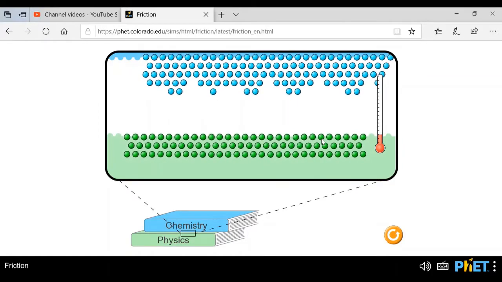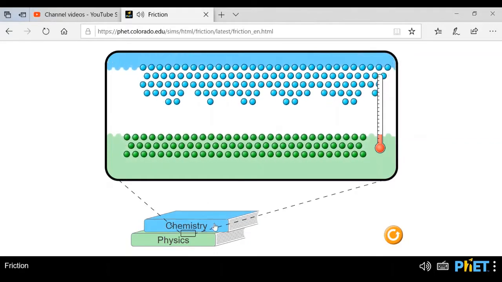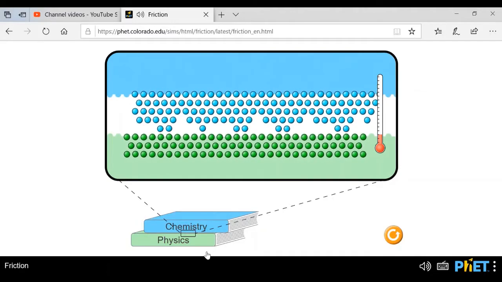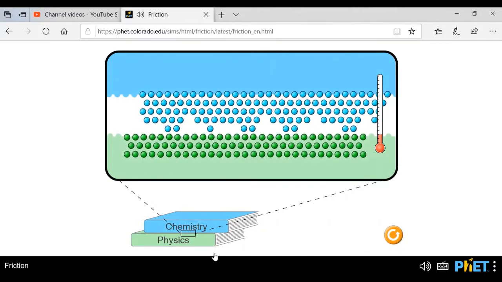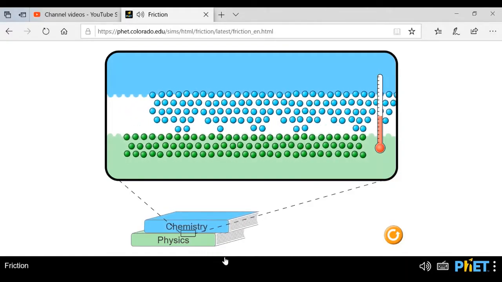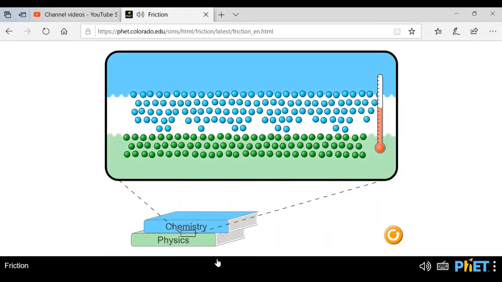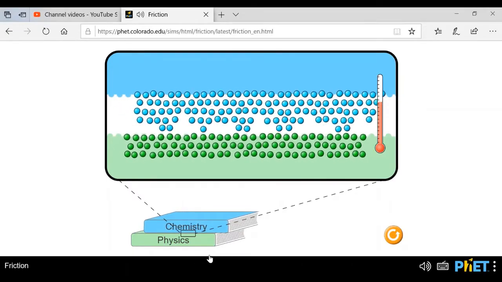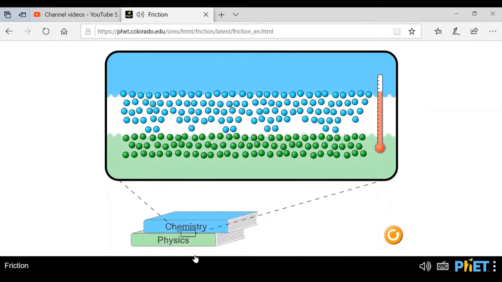So right now you can see that there's not a lot of thermal energy here. The individual atoms, you can see them wiggling back and forth a little bit, but basically there's not a lot of thermal energy. Now I can grab the chemistry book and I can bring it down in contact with the physics book and actually start rubbing it back and forth. And you can see as I do this, notice the thermometer, the temperature is going up, and we're creating thermal energy.